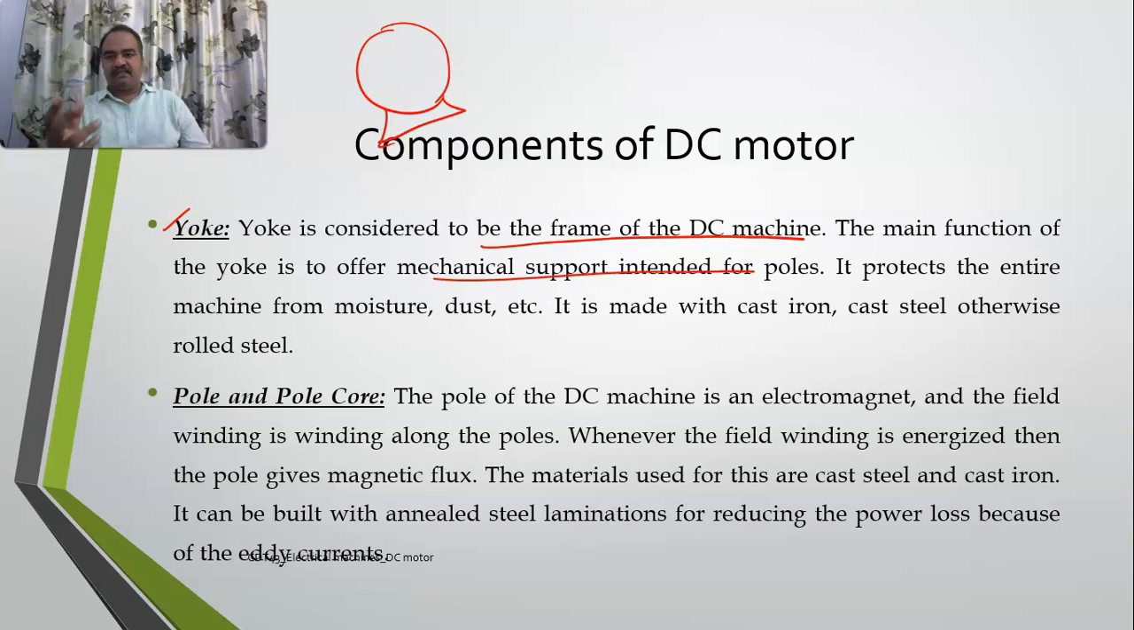Generally, since it is used for mechanical support, we make it with the help of cast iron, which is very strong, or sometimes you can use cast steel or rolled steel also. But generally we use cast iron, which provides good mechanical support.